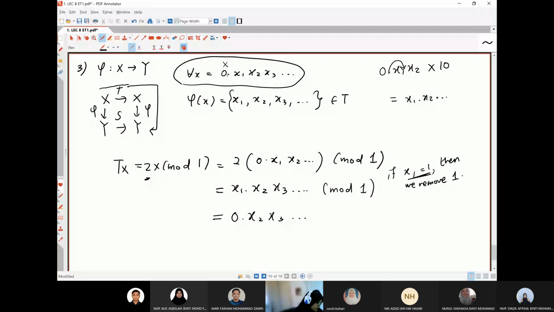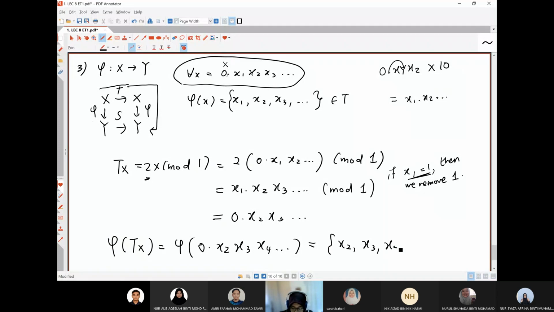Okay, now. So that means, if you collect them together, so I have phi of T of x. So phi T x tadi adalah 0.x2, x3, x4 and so on. So we apply the map phi, so you will have x2, x3, x4 and so on. So this is your phi T x. Is that okay?